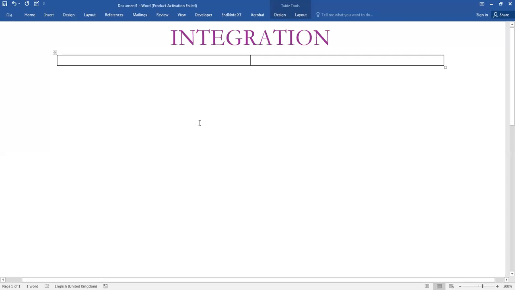Okay, so carrying on with integration, we did algebraic integration and exponential integration. And today we'll be doing trigonometric integration. First of all, let's recall differentiation.